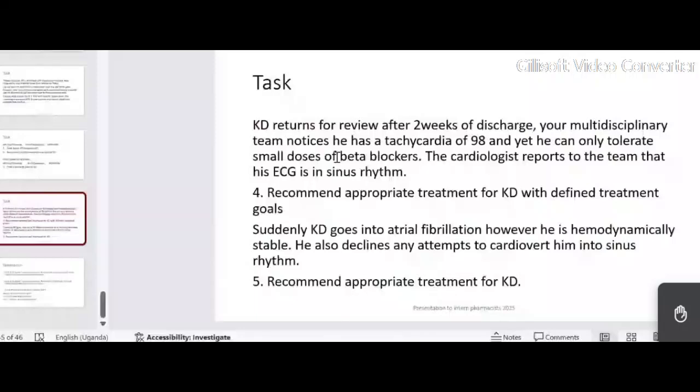Remember the CHA2DS2-VASc score. Patients who have atrial fibrillation, we have to do the CHA2DS2-VASc score for them. You read about it. A score of 2 and above qualifies a patient for anticoagulation. This patient needs an anticoagulant. Are we together? They need an anticoagulant.